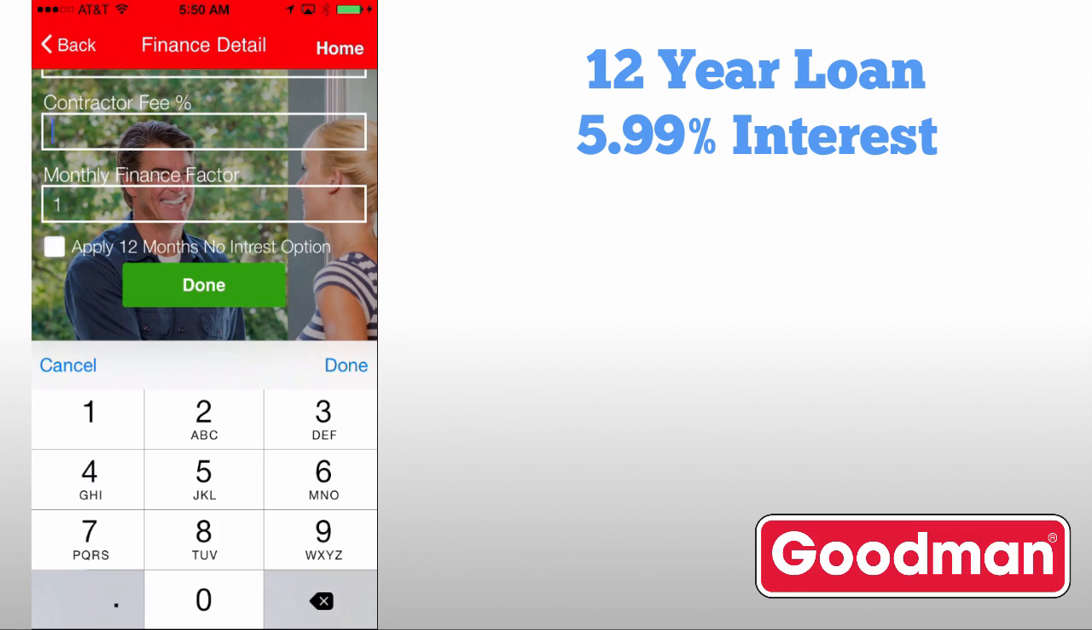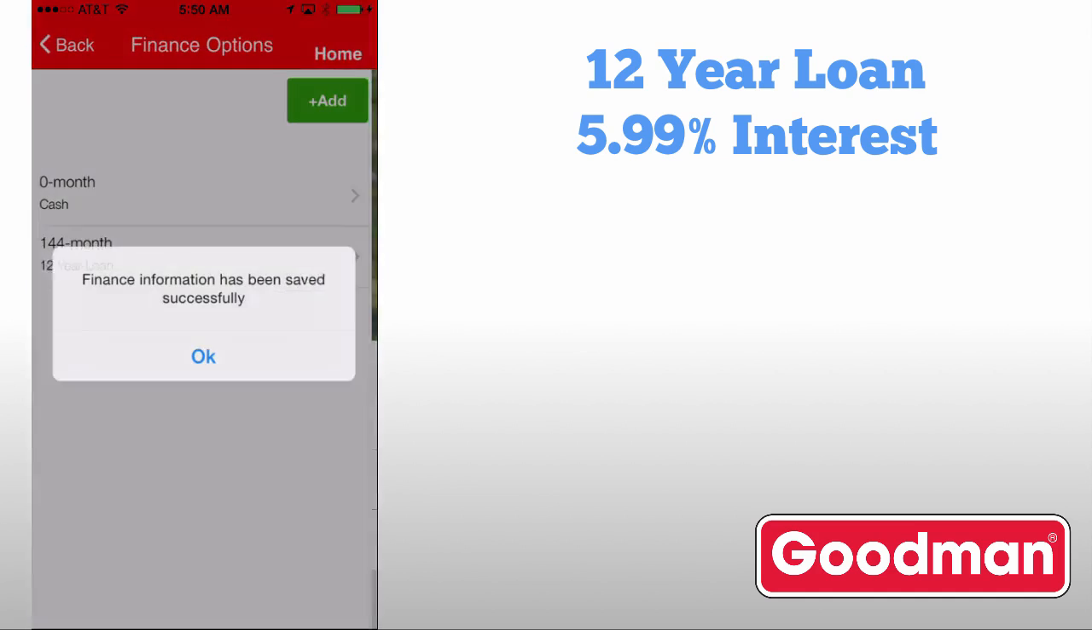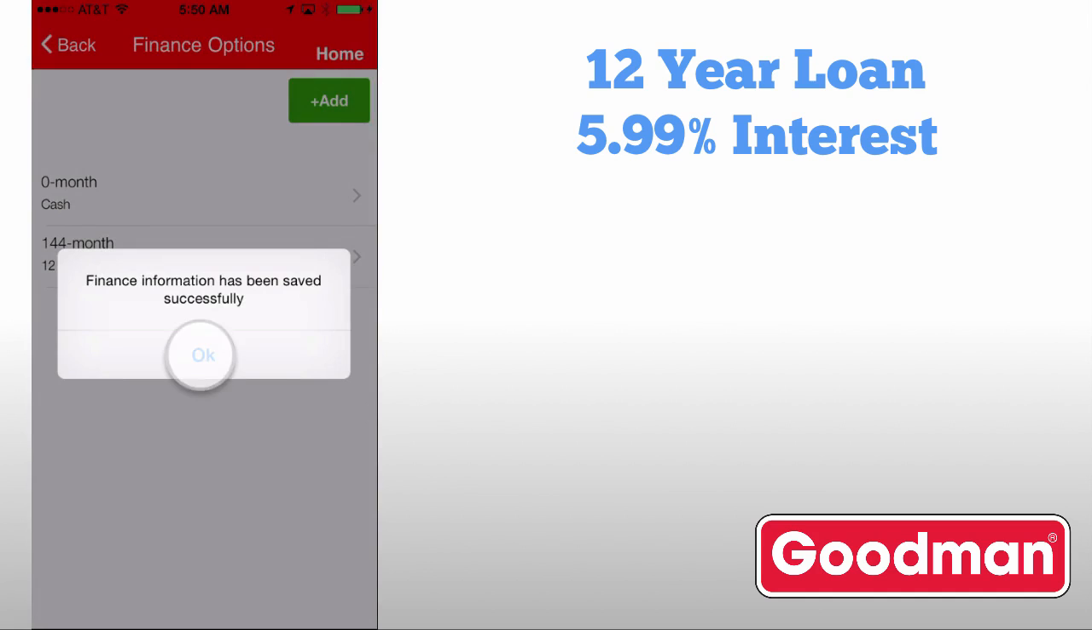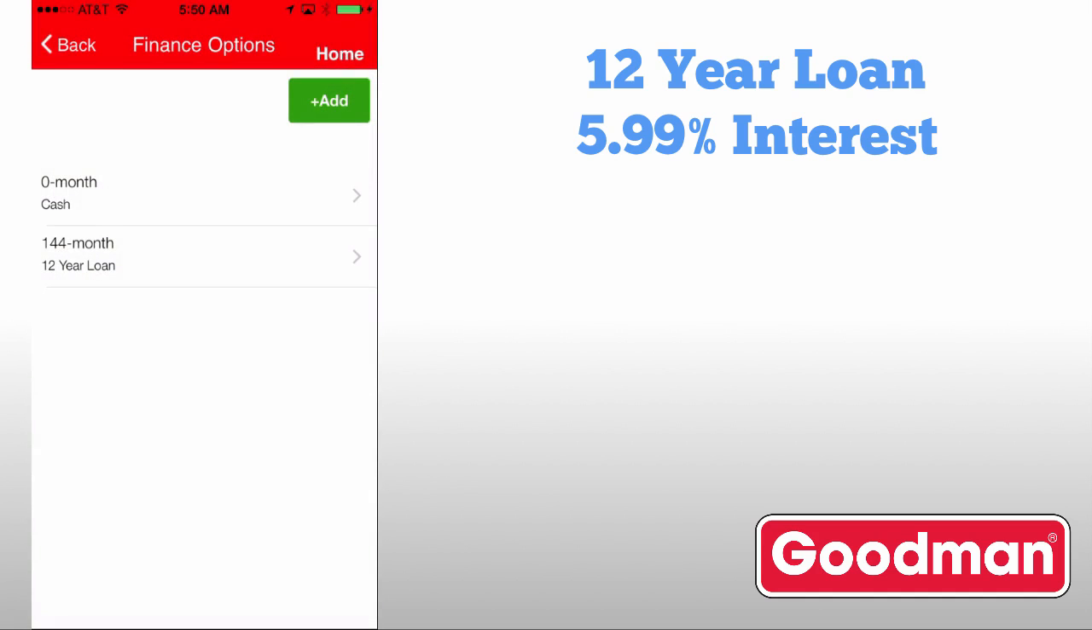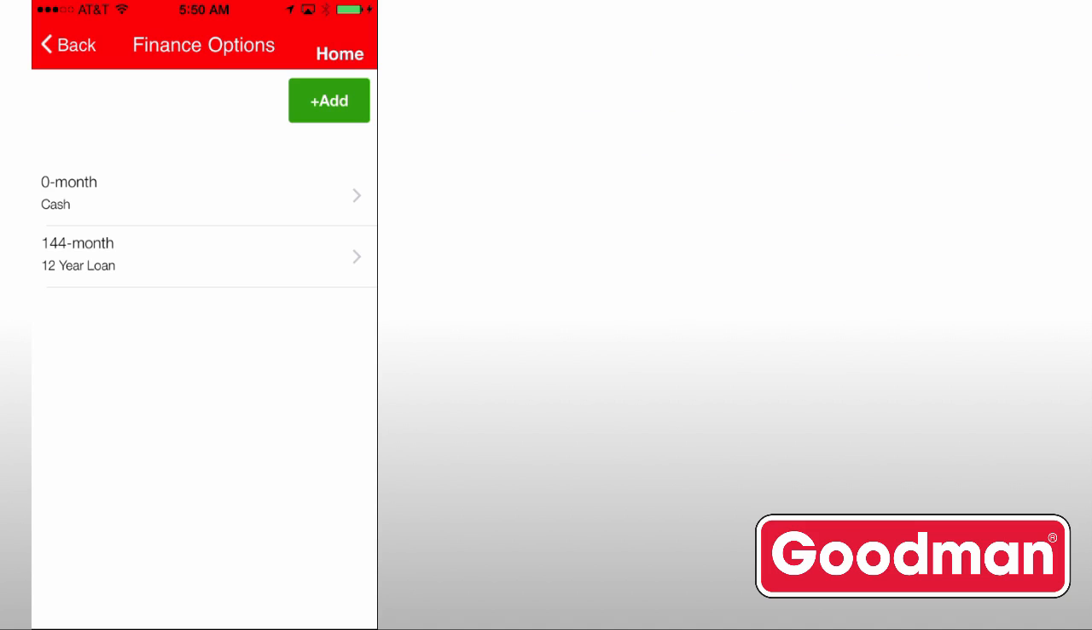And for the contractor's fee, let's just put 7.5%. And then we won't put anything down for the monthly finance factor because a 1 will keep it neutral. It just won't calculate a finance factor if it's a 1. Let's not choose apply 12 months, no interest option at this time, and click on the Done button. All right, we can see that it was saved successfully, and that is our 144-month, 12-year loan. So we are all done right here. We'll come back and look at this when we do our finance calculation.